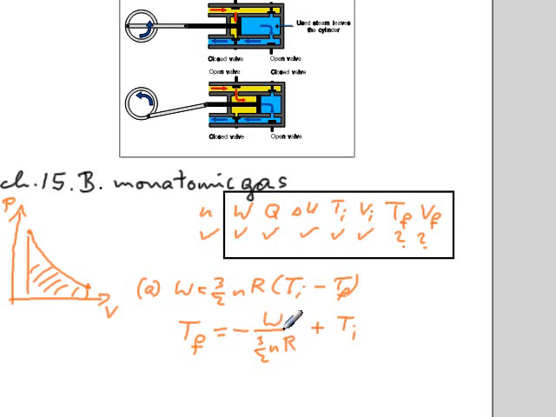So we have negative 825 joules divided by 3/2, 1 mole, and 8.314, the ideal gas constant. Off the top of my head, actually, I kind of have that memorized. 8.31 for the ideal gas constant, and then add to that the original 393 kelvins, and you come up with some positive number in kelvins, of course positive because we're in kelvins, around 320 kelvins.